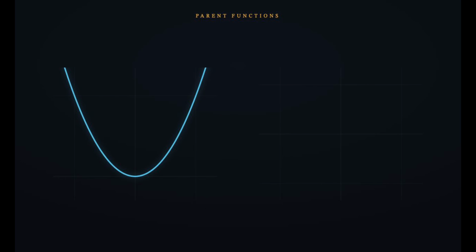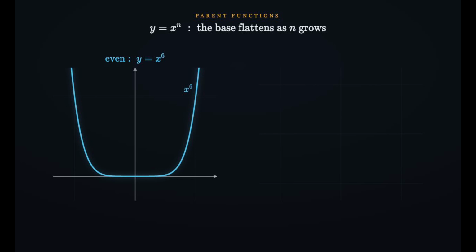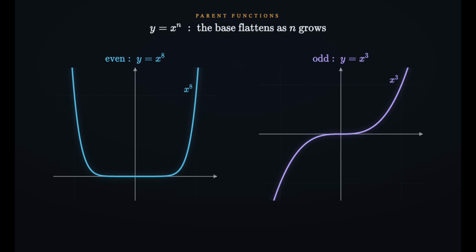You can be given polynomials in transformation form where you apply the transformations. The parent functions are quite simple to remember. All the even y equals x to the n look like y equals x squared, except the bottom gets progressively flatter. All the odd y equals x to the n look like y equals x cubed, except the bottom gets progressively flatter as n increases.